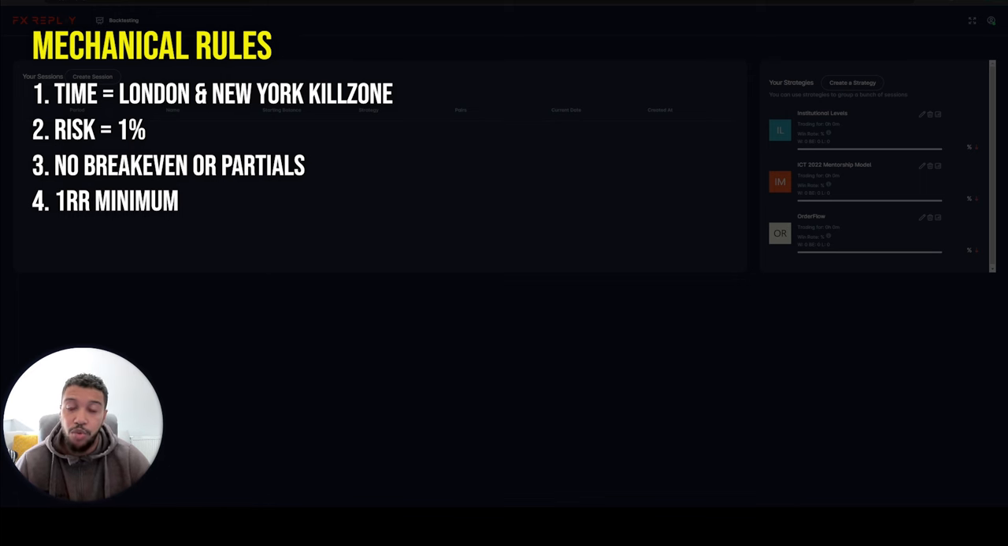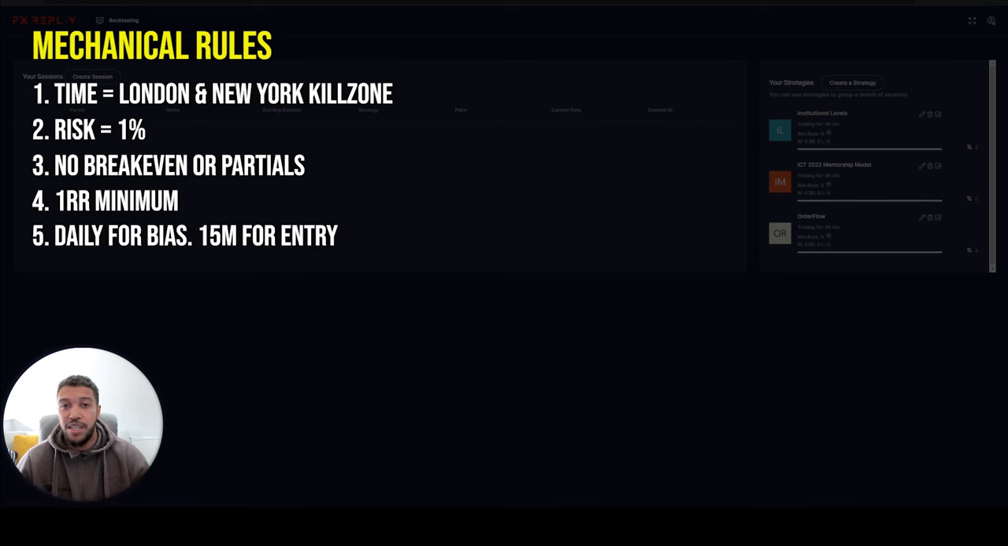The final mechanical rule will be that I will be using 2 timeframes. First time frame that I'll be using is the daily time frame, and this will be used for my daily bias, and then my entry time frame, which will be the 15 minute.